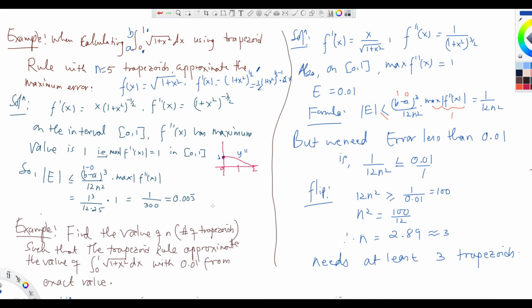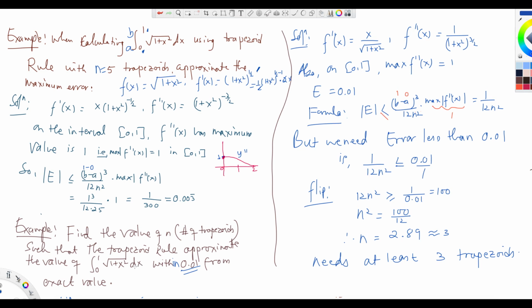0.000333, like that. So the next application of that error bound is to find the value of n, meaning how many trapezoids should you take? That's what it is saying. Find the value of n, or number of trapezoids, such that the trapezoid rule approximates the value of the same integral within 0.01 from the exact value. So you want to have the error less than 0.01 from the exact value, okay?